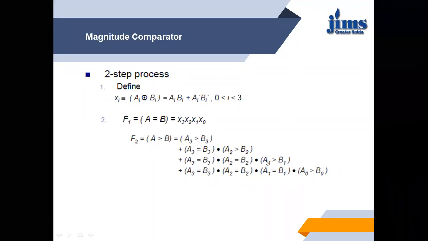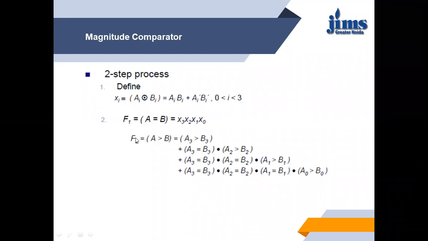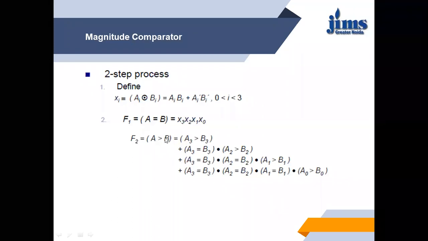Then we have to look into A1. Now A1 should be greater than B1, then A will be greater than B. If this condition is also not satisfied, that means A3 equals B3 and A2 equals B2 and A1 equals B1. Now the condition is that A naught should be greater than B naught. If this condition is also not satisfied, then A equals B. So we have to find out the logic behind it.